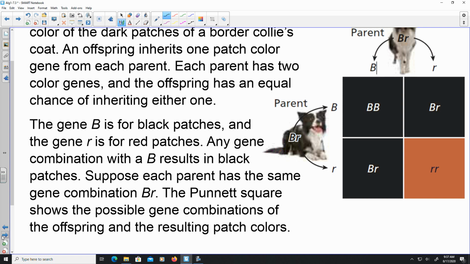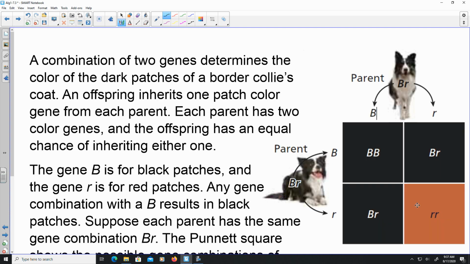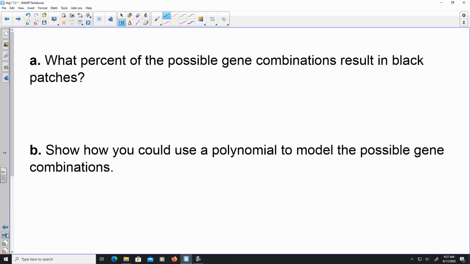So here it says, what percent of the possible gene combinations results in black patches? So basically, since these are all the same, you have a 25, 25, 25, 25, and 3 of them are black patches. That tells us that we have a 75% chance of it resulting in black patches.